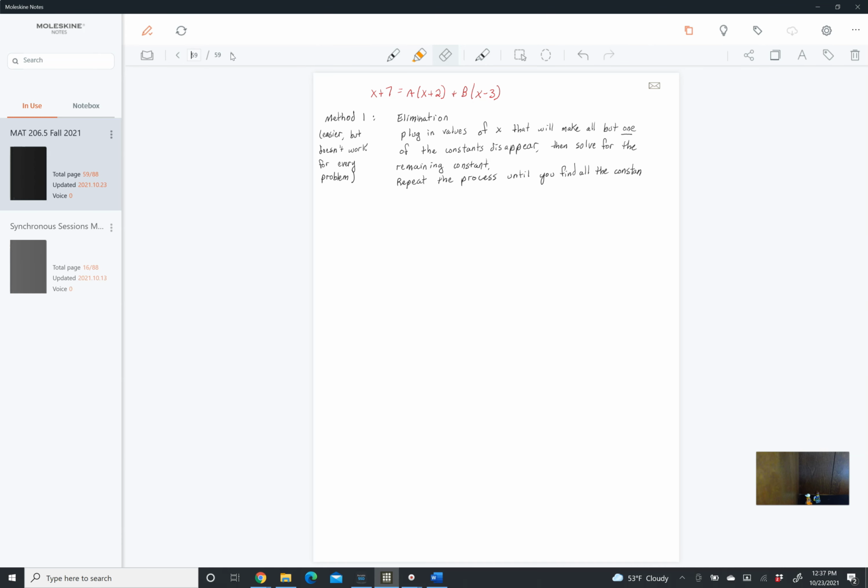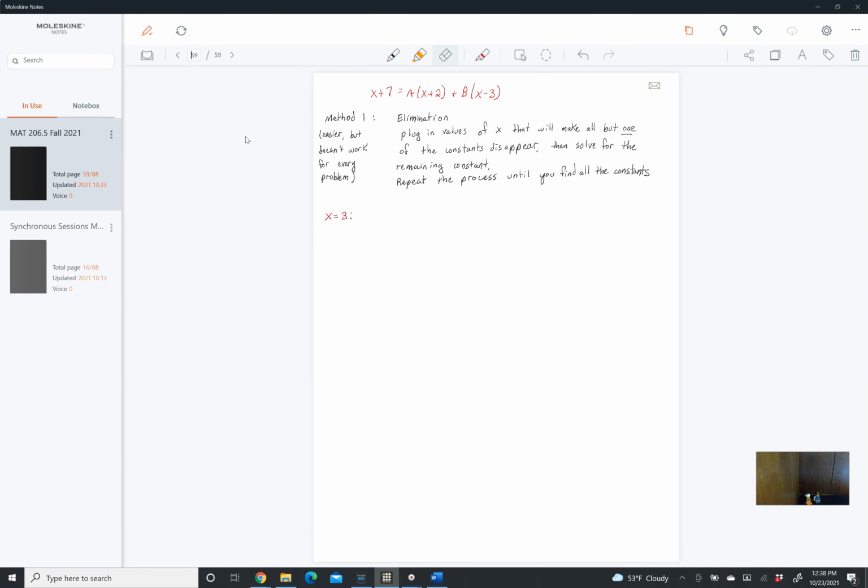Okay, so let's do this method first. What we want is to solve for A, which means we want B to disappear. How can we make B disappear? Well, if we multiply B times 0, then it disappears. So how do we get B times 0? If we plug in x equals 3, then we wind up with B times 0, and B times 0 is 0, so it goes away. Okay, so let's start by plugging in x equals 3.